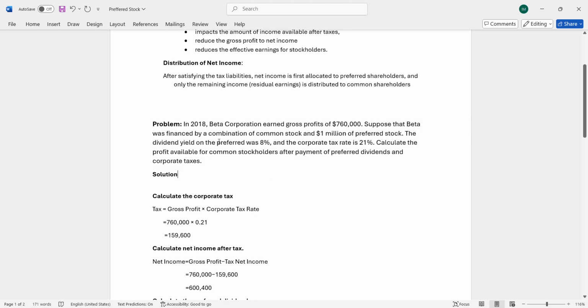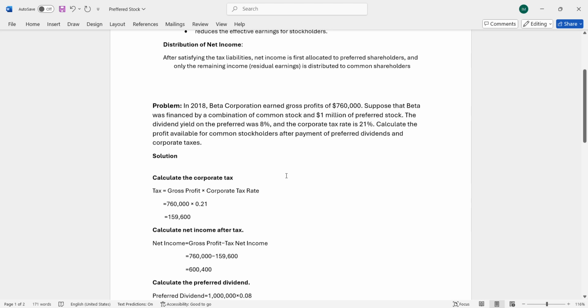Okay, so in 2018, Beta Corporation earned gross profit of 760,000. Suppose that Beta was financed by a combination of common stock and 1 million of preferred stock. So we have two kinds of stock here. The dividend yield on the preferred was 8%, so we have the percentage to calculate the preferred dividend, and the corporate tax rate is 21%. So now we have to calculate the profit available for common stockholders after adjustment with the preferred dividend.